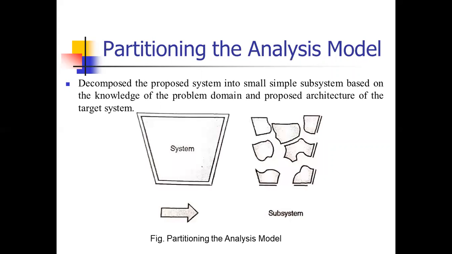Then the next one is partitioning the analysis model. The model we analyze, we have to partition. Before that, in the system analysis and design phase, the focus is on what needs to be done, which is independent of how. Then the developer takes decisions on how the problem will be solved. So the main focus is on analysis and design.